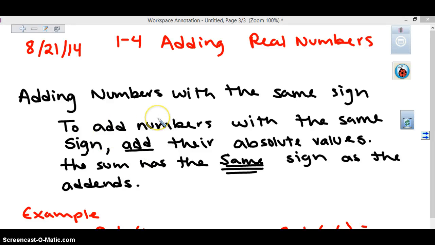Today we're talking about adding real numbers. To add numbers with the same sign, you add their absolute values. The sum has the same sign as the addend. What are the addends? Well, the numbers you are adding.